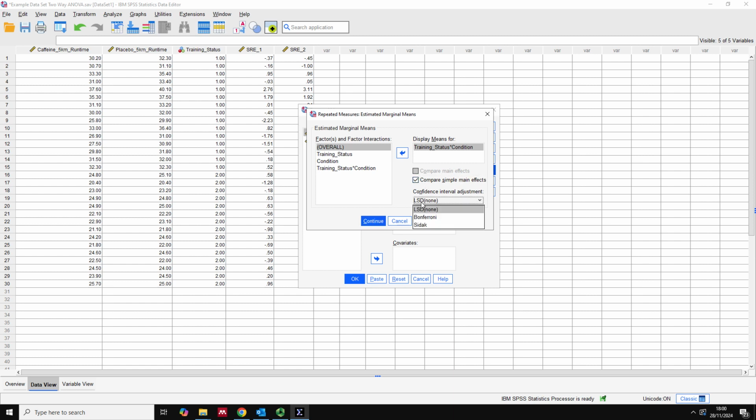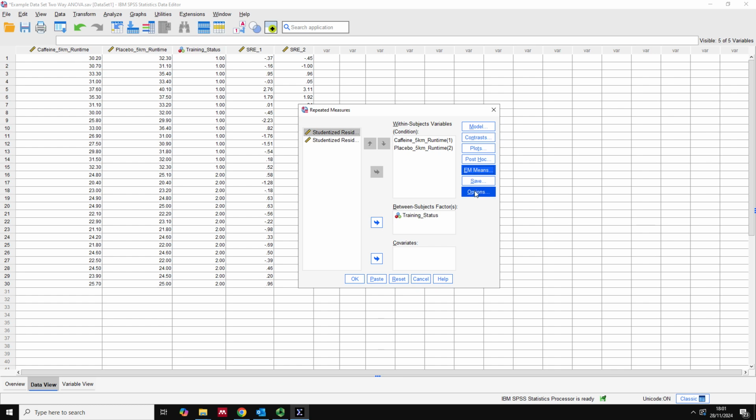So because of that, we're going to change this confidence interval adjustment to Bonferroni. And this is essentially going to adjust our p-value. It's going to increase it because we're doing lots of comparisons. We don't want to accidentally find a significant result just because we've done lots of tests. So the Bonferroni adjustment will account for that. And you can look into more about how that does it mathematically. Again, that's beyond the scope of this video. But this is standard practice to include this Bonferroni. So that's all good then. We're ready to now hit OK.